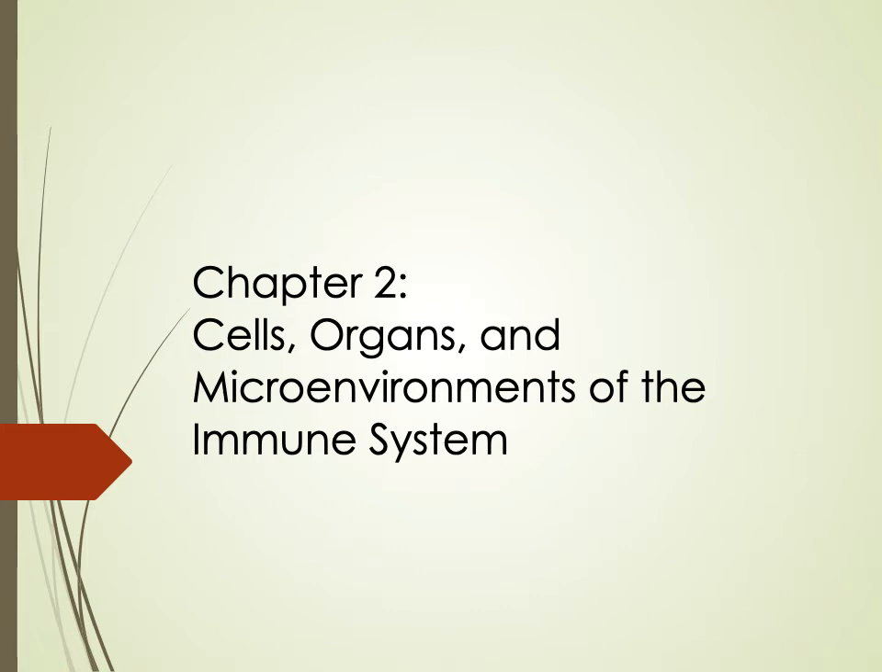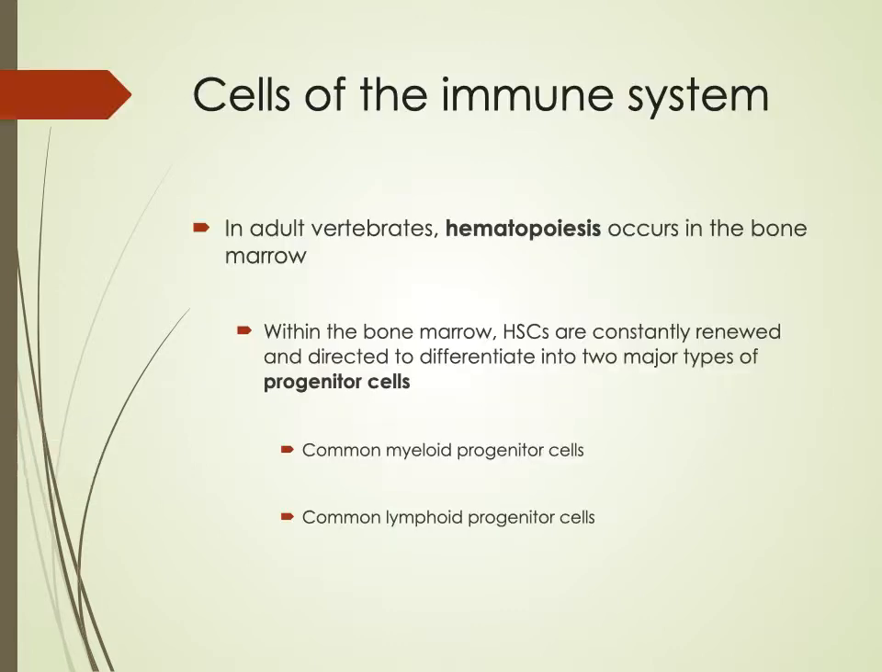Okay, so for this audio lecture, we'll be covering information from Chapter 2. Chapter 2 deals with what I call the players, the cells, the organs, and touches upon some of the microenvironment of the immune system, which is needed in order to mature the cells, but also develop them. So first we'll look at the cells and then the organs, and then touch upon microenvironments.